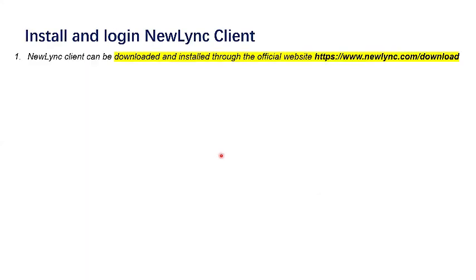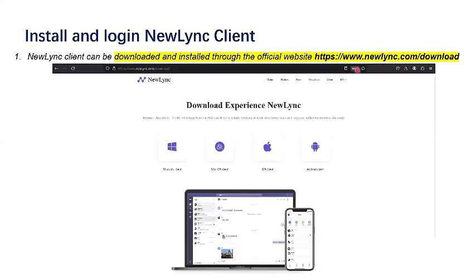Okay, so I think yesterday I have shown you how we're going to install and log in the Newlync client, right? So just go to the website www.newlync.com/download, and you can download whichever you want. We can support the Windows PC as well as the Mac OS. And of course, for the smartphone or mobile client, we also support the iOS and the Android client.